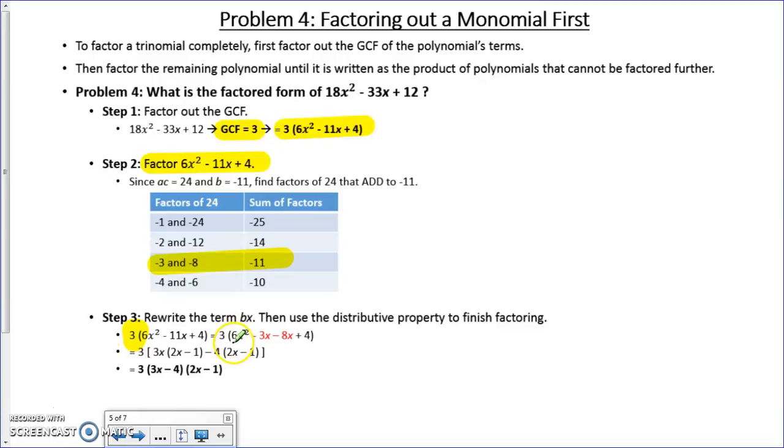And now we're going to factor 6x squared minus 3x. We're going to factor out a 3x. We're left with 2x minus 1. And with negative 8x and positive 4, the GCF is negative 4. When we factor that out, we're left with 2x minus 1. Again, the 3 just comes along for the ride. Okay, we took care of that in the beginning. The final answer is 3 times 3x minus 4 times 2x minus 1. When you factor out the GCF in step 1, that's it. You just factor it out, and you just leave it until the end. It just comes for the ride.